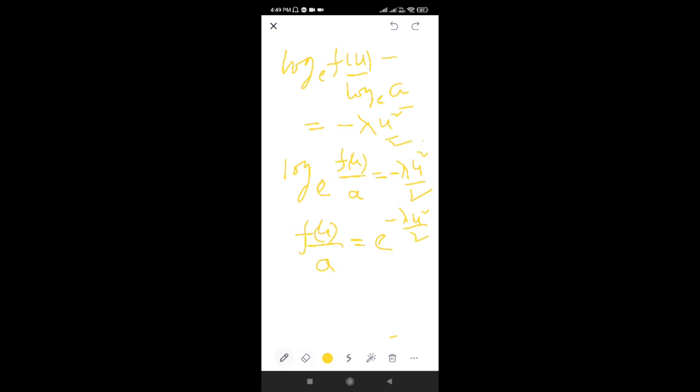Now you have to note f u. You take this a to this side, a into e power. You remember this result, we are going to use it in the next class. Finally you got the f u value. f u is some constant into e power minus lambda u square by 2. Similarly you guess f v and f w.